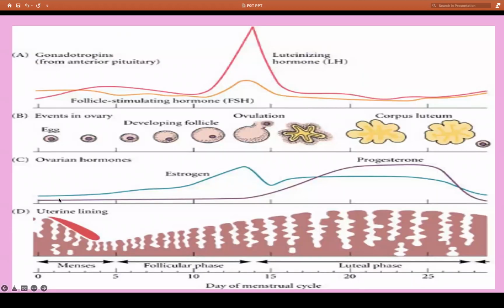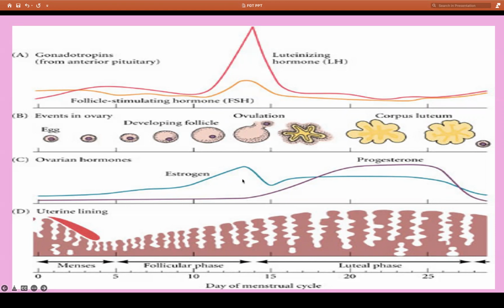So here we have uterine changes, ovarian hormone changes, and gonadotropins. Gonadotropins are released from the hypothalamus and stimulate the anterior pituitary. The anterior pituitary releases follicle stimulating hormone, which affects the ovaries, and the ovaries release estrogen. Estrogen affects the endometrium, and the ovaries start making the egg from primordial follicle, primary follicle, to mature follicle. Ovulation happens in the middle of the cycle under the influence of luteinizing hormone, LH.